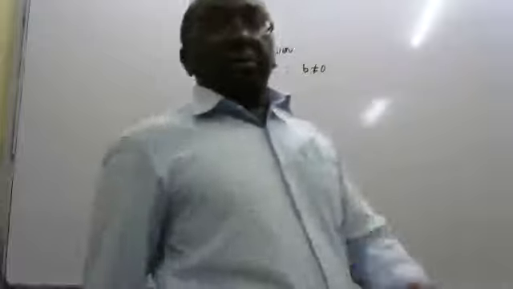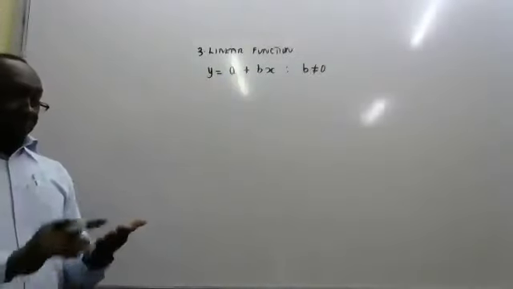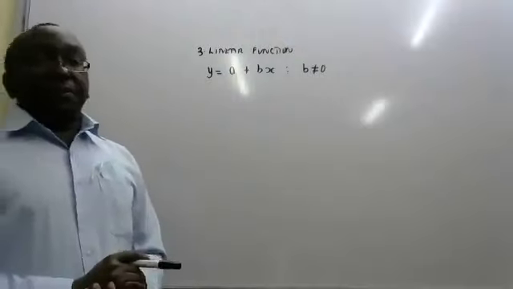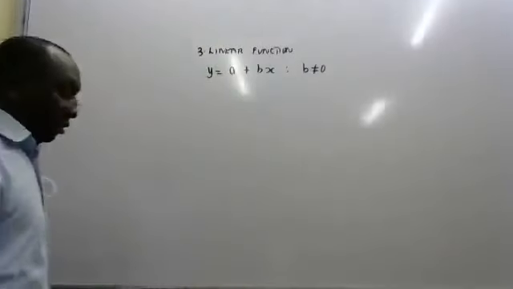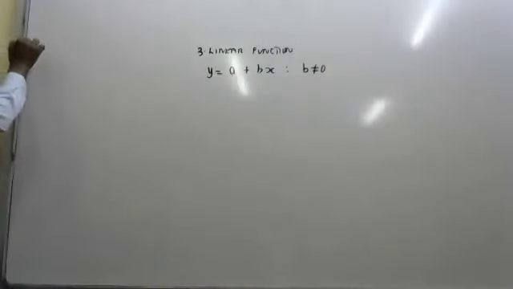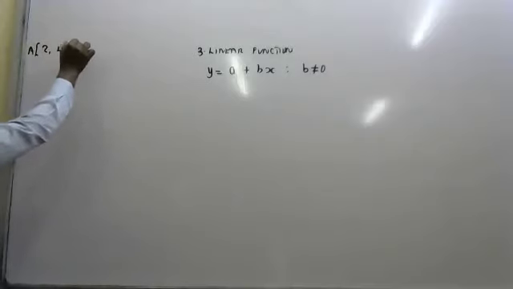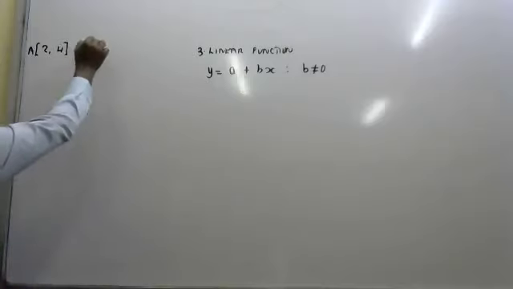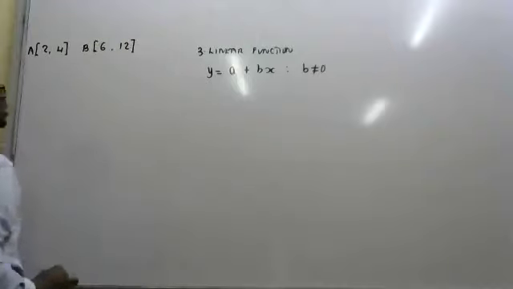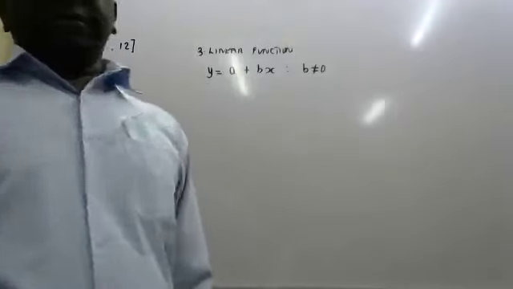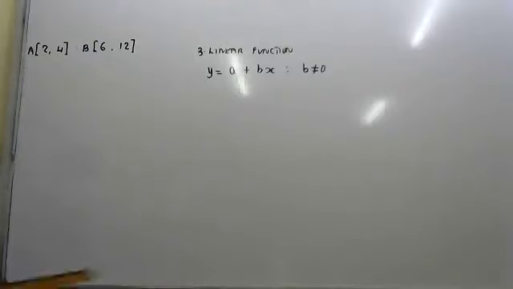Example one. Develop and draw the equation of a function passing through points A and B. Point A is (2, 4), B is (6, 12). Okay, pick a solution.